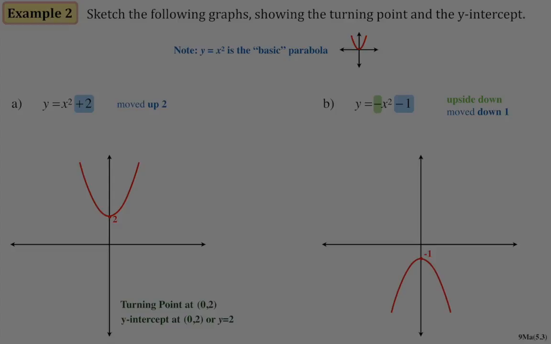It's just a sketch, a freehand sketch. It's just the basic shape, but you must show that minus 1. And I also need to write down what the turning point and y-intercept are. So where is the turning point? Well, it's the point 0, minus 1. And where does this graph touch the y-axis? The y-intercept touches the y-axis at minus 1. So I can write y equals minus 1. You could write it as 0, minus 1, but normally we write the y-intercept is at y equals minus 1.